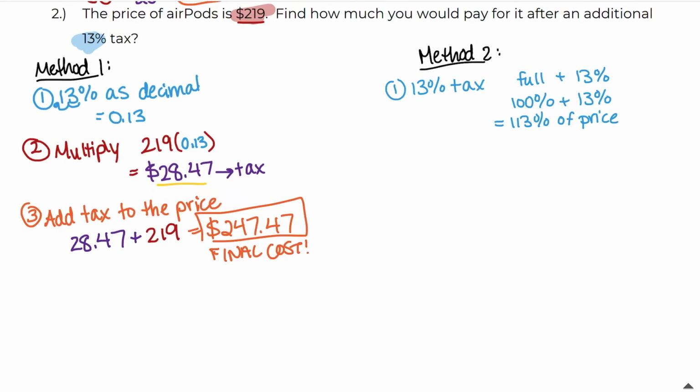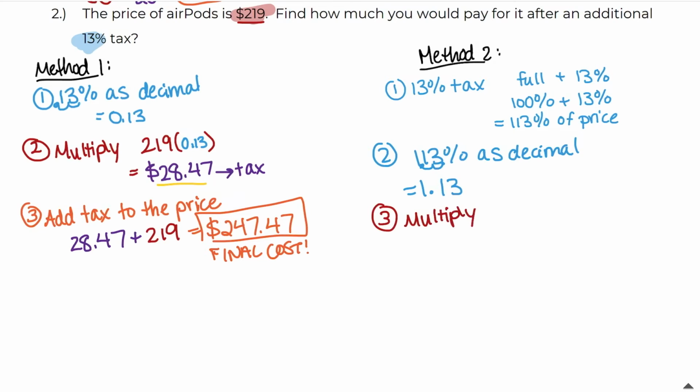Next, I need to write 113% as a decimal. So I'm going to move this decimal place over 2 times, so I would get 1.13. And then the last step, the only thing that I have to do now is just multiply the price, which is 219, by the 113%, 1.13. And this right here will give me my final price. So let's go ahead and do that and see what we get.